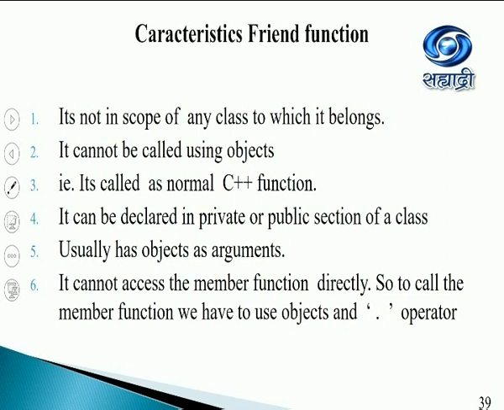There are some characteristics that are associated with a friend function. It is not in the scope of any class to which it belongs. So it doesn't belong to a single class because it is shared by more than one class. Next important thing is it cannot be called using objects. Like we said obj1.getData, where we used the object and the getData function. But we cannot use a friend function in this way. It can be called as a normal function.